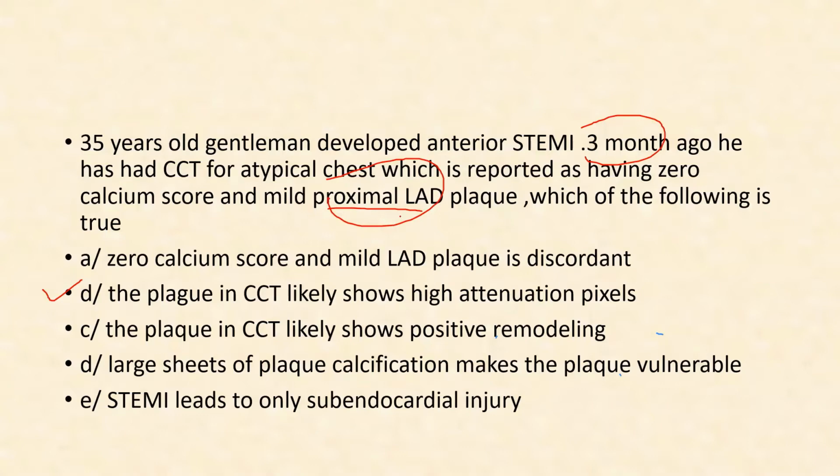So what are the features of vulnerability of the plaque? Is positive remodeling one of them? Probably. Is a large sheet of plaque calcification one of them? We don't know yet. STEMI leads to only subendocardial injury? STEMI, as we said initially, leads to transmural injury and ST segment elevation. The one that leads to subendocardial injury is non-STEMI. Okay, so let's find out.